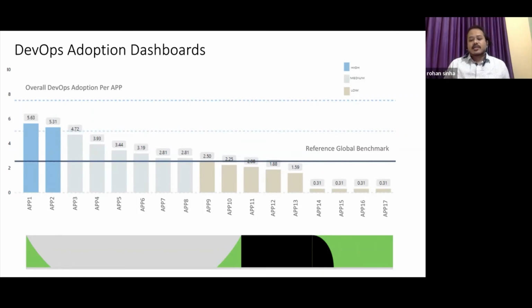So in the diagram, a reference global benchmark can also be made so that a portfolio owner can understand where he's standing against the benchmark set by industry level standards. I will be moving on to the next.